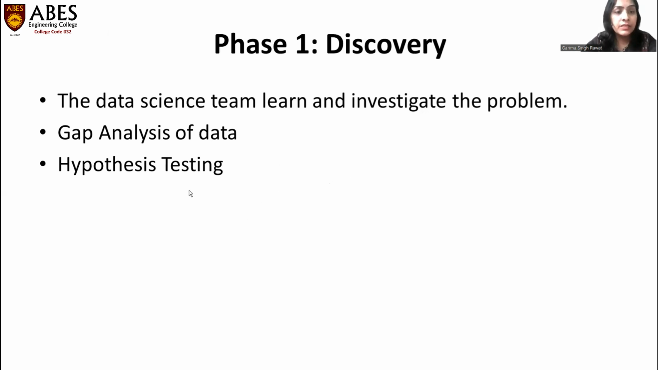Then the team will formulate initial hypotheses that can be later tested with the data. So at the end, we can say that this phase's critical activities include framing the business problem, identifying critical objectives, understanding the business domain, performing gap analysis on data, and then formulating initial hypotheses that can be later tested with the data.